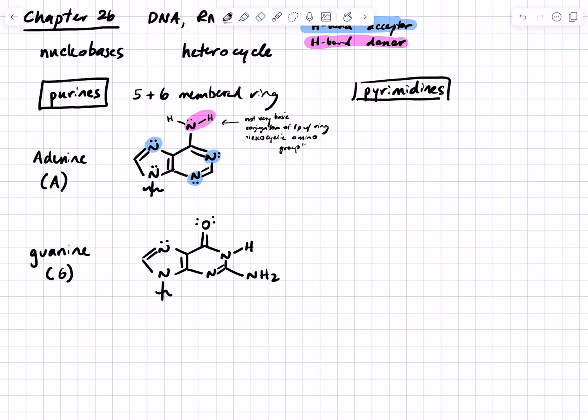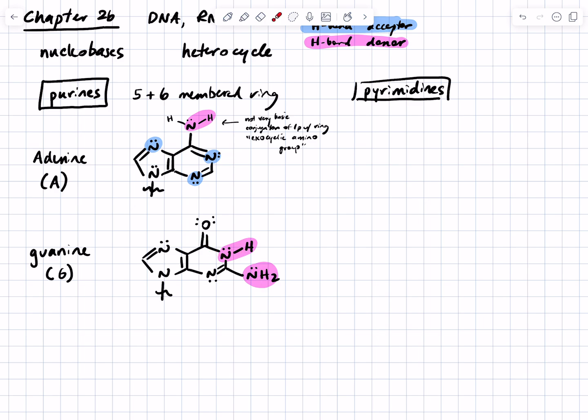Looking at where the lone pairs are in guanine, you have an exocyclic amino group that is a hydrogen bond donor. The lone pairs are not hydrogen bond acceptors because they're tied up in resonance with the ring. Same thing with this nitrogen. That lone pair is not basic. It's not a hydrogen bond acceptor because it's tied up in resonance with the ring and with the carbonyl.